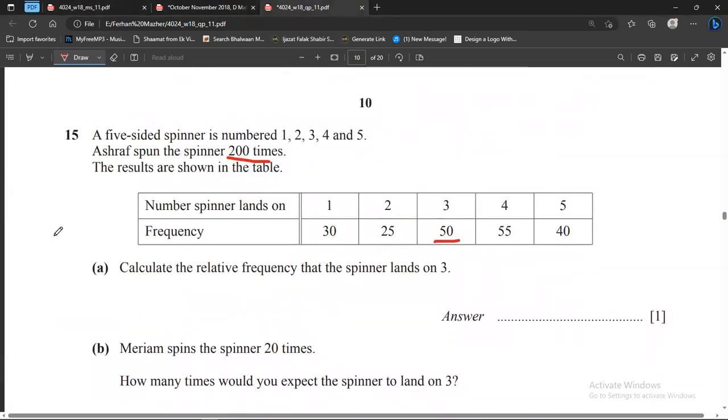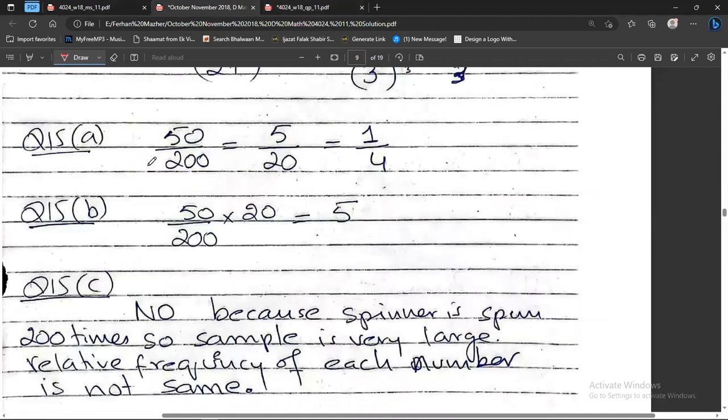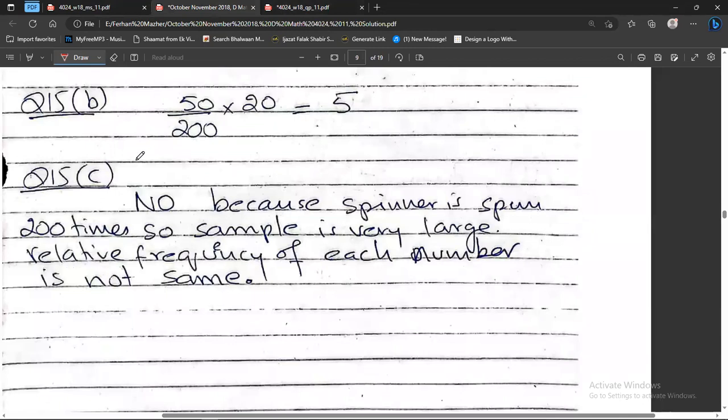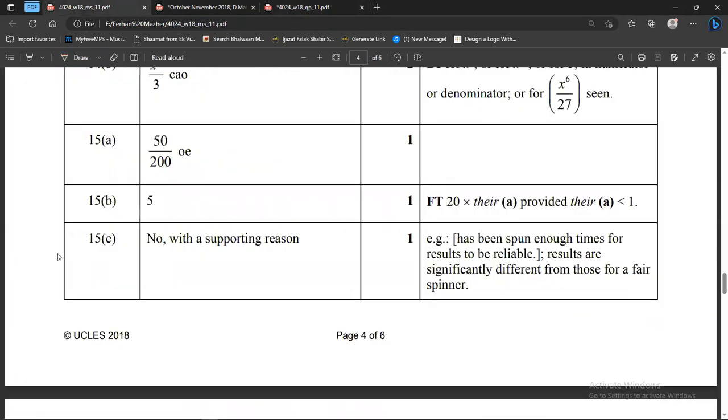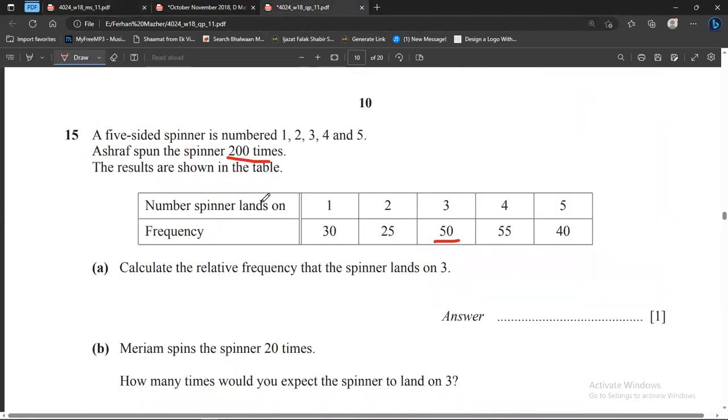He has spun the spinner 200 times, which is a very large sample. And the frequency of each number is not the same. If the spinner is fair, the relative frequency should be the same. So no, because the spinner is spun 200 times, so the sample is very large. Relative frequency of each number is not the same. This is my answer. No, with the supporting reason. Has been spun enough times. So okay, you can read it. So my answer is right. Okay, so we are going to the next question.